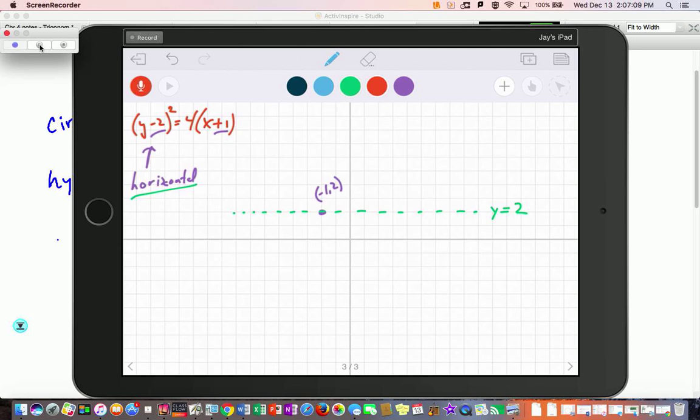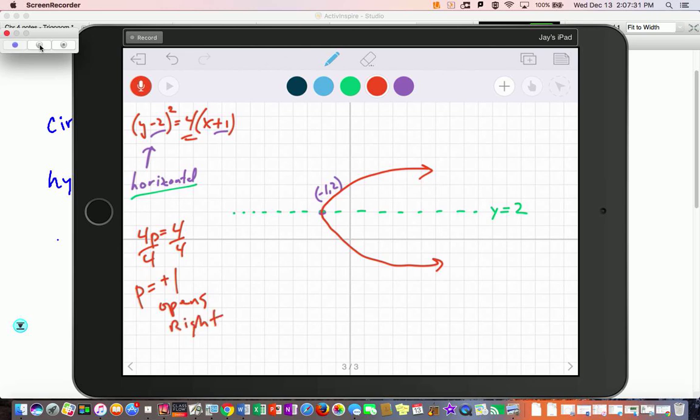Then we take our 4 right there, and we say 4p equals 4. Divide both sides by 4. P equals positive 1. So that tells me that this thing is opening to the right. So this, when it's positive and sideways or horizontal, I know it's opening right. So then I can go ahead and move the p-value, so I can go 1 to the right and put a focus.